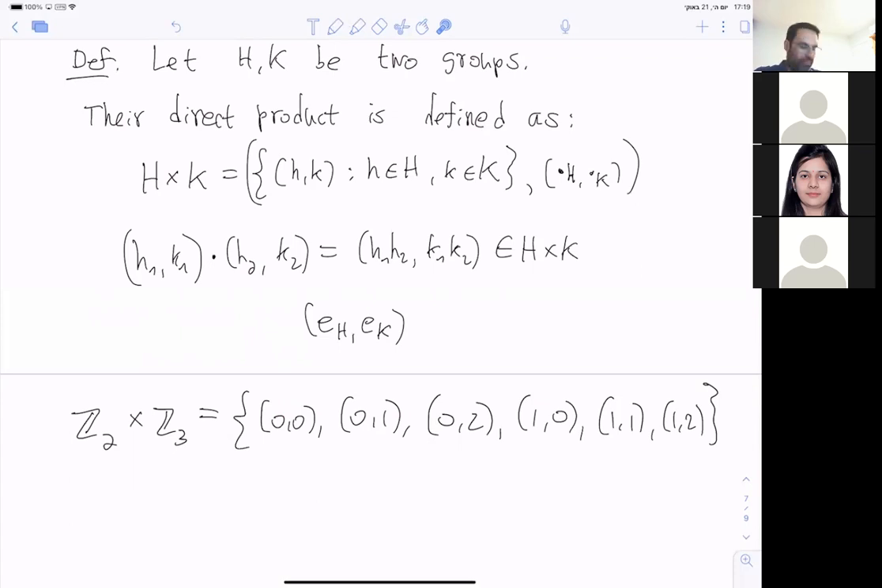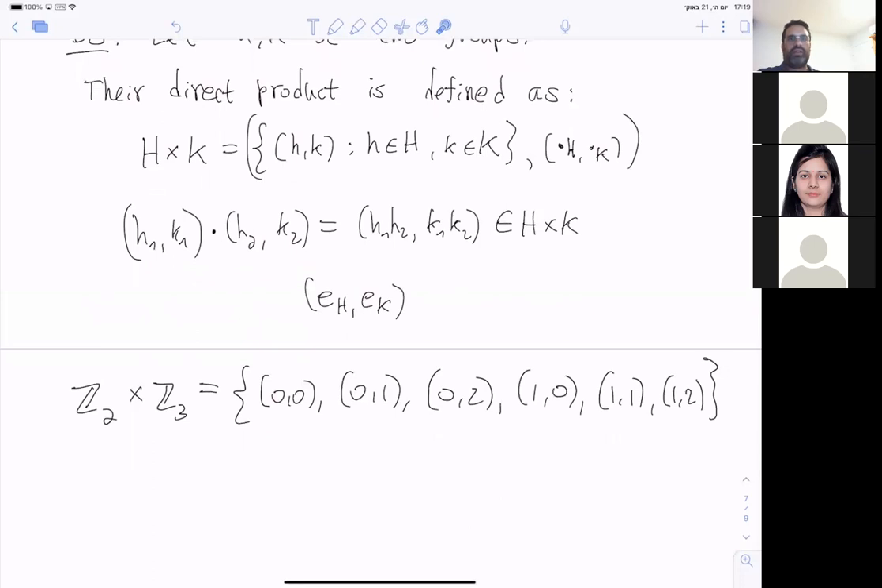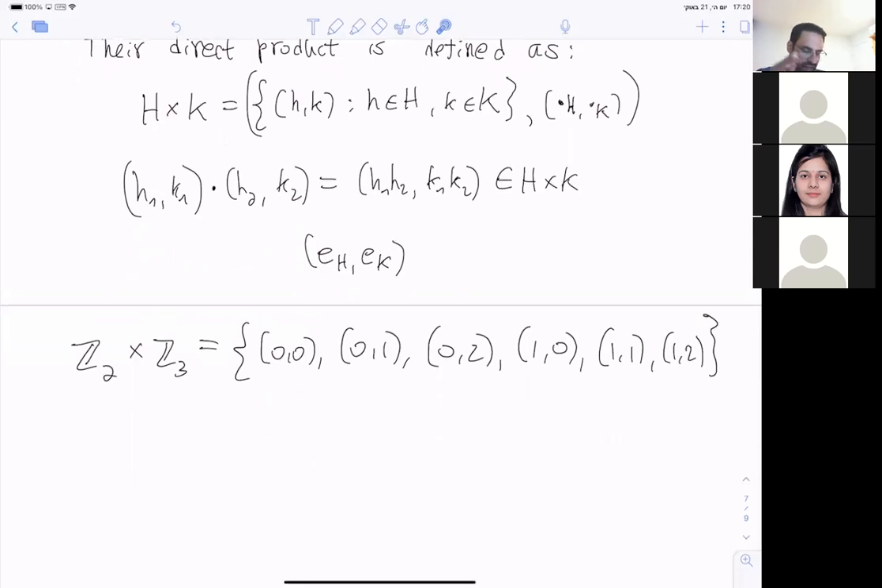So it's a new group. And of course, in the first component, this is the operation in Z2. And in the second component, it's the operation in Z3. We are going to see in a minute what is the importance of these constructions. So let us just see that we have understood this.